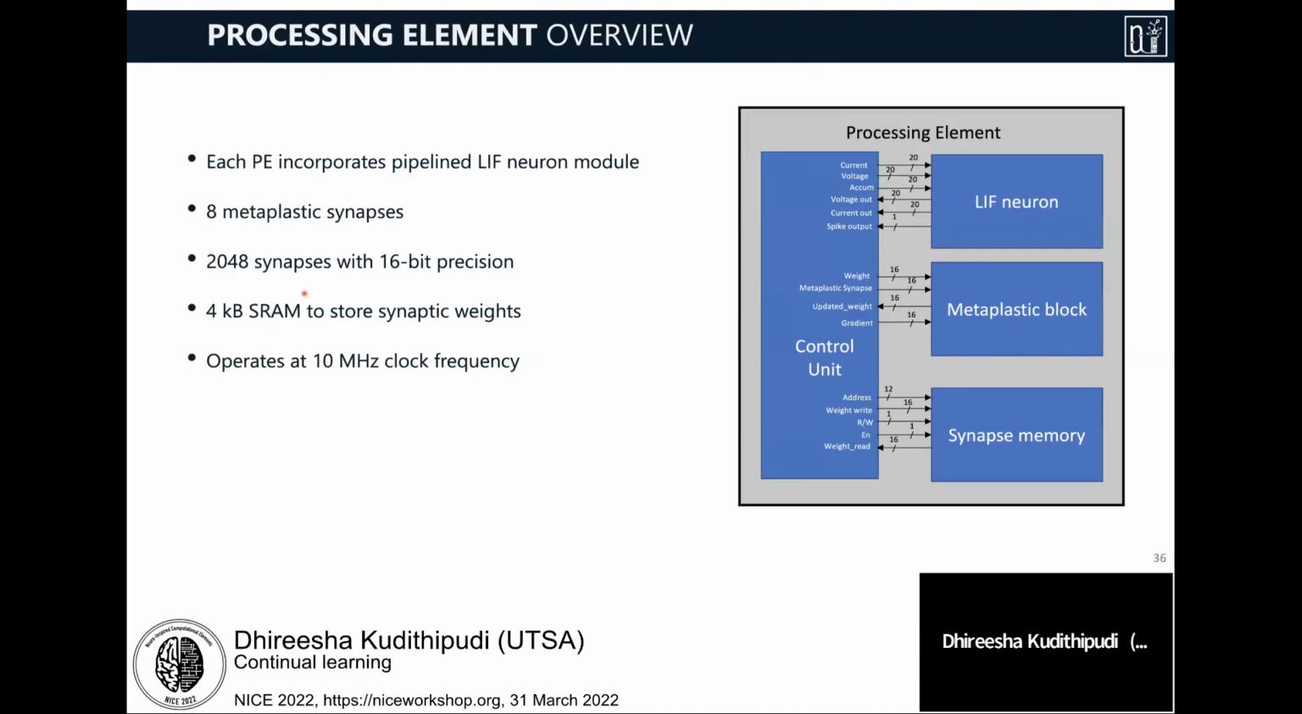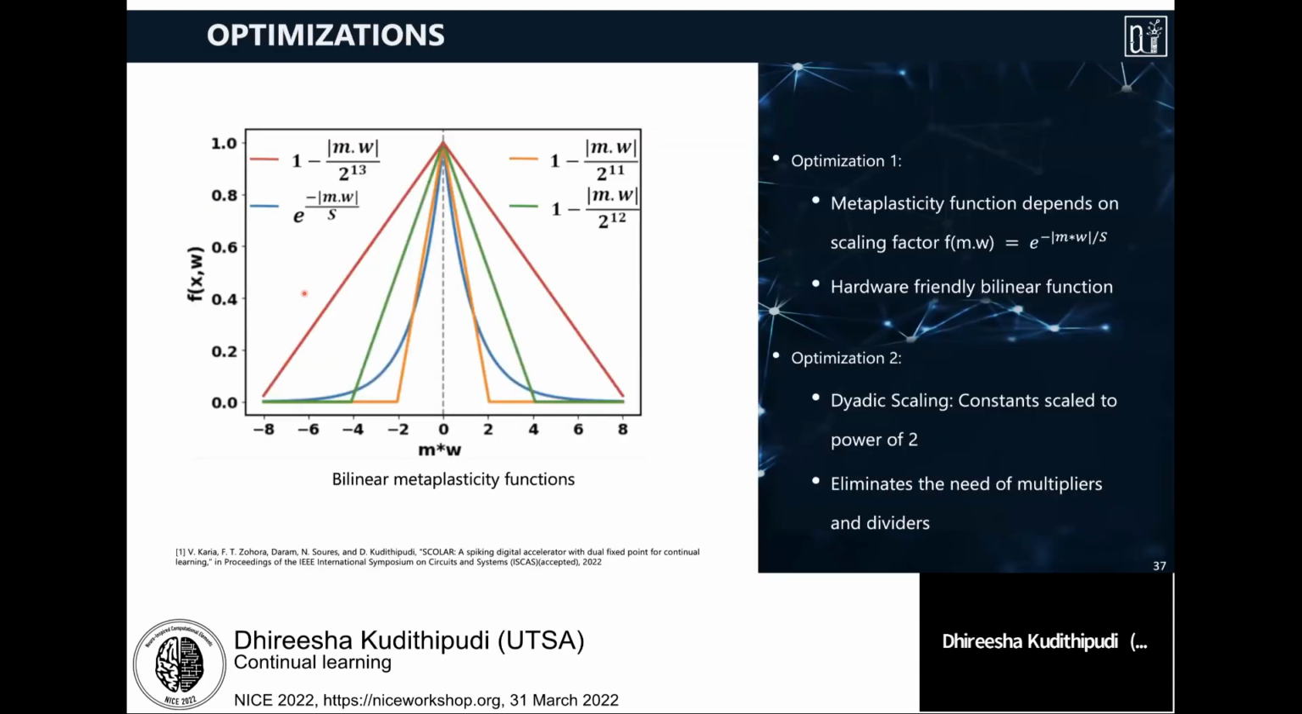So we have different processing elements that are introduced in this model with 8 metaplastic synapses. And we had 4 KB SRAM to store the synaptic weights. You can see each processing element consists of a LIF neuron, a metaplastic block, and a synapse memory. And we had to do several optimizations to make it hardware friendly. We had to use this bilinear function and dyadic scaling. And those are easier implementations when we're thinking of the hardware.